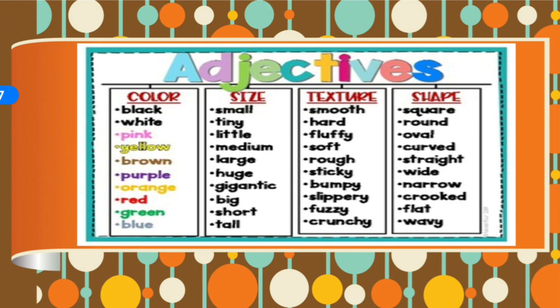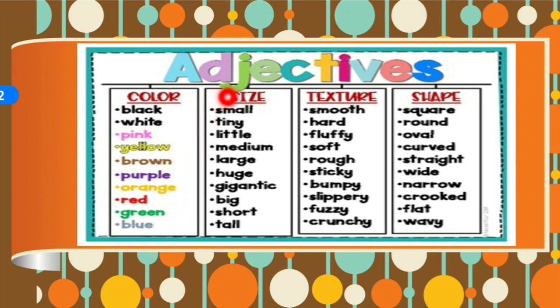Now, there are a few examples of adjectives that we can use for color. Yes, we are all familiar with these. White, black, pink, yellow, brown, purple, orange, red, green, blue. All these are colors. For describing the colors, we can make use of any of these. And there are many more also.